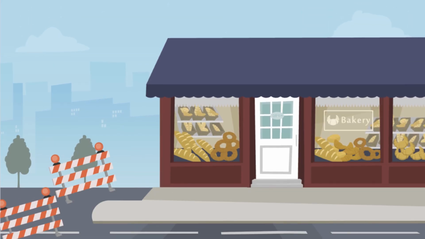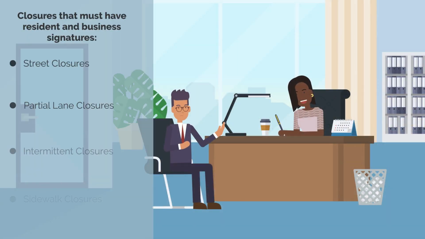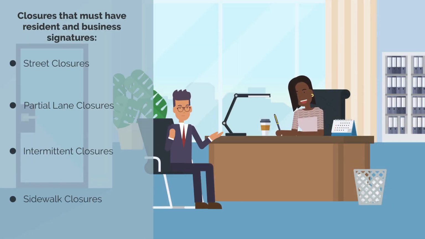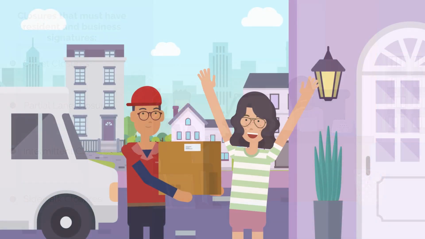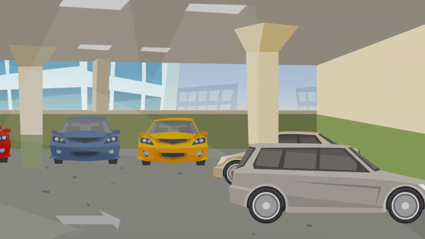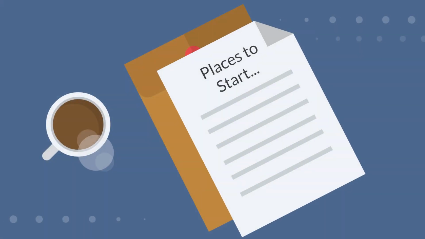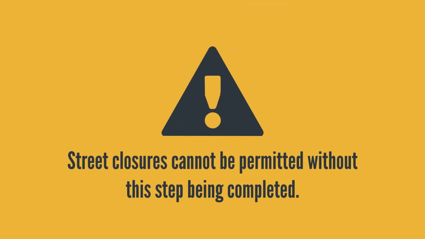Street closure notification. Events that wish to have street closures, partial lane closures, intermittent closures, or sidewalk closures must obtain written agreement from residents and businesses within the closure. Businesses may have scheduled deliveries, valet services, parking lots, or loading docks that could be impacted. In some areas, we can provide a list to help get you started. Street closures cannot be permitted without this step being completed.